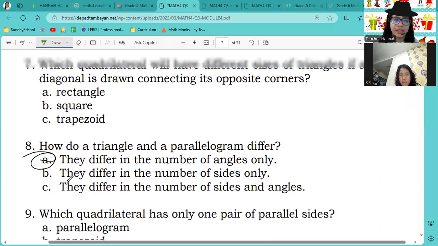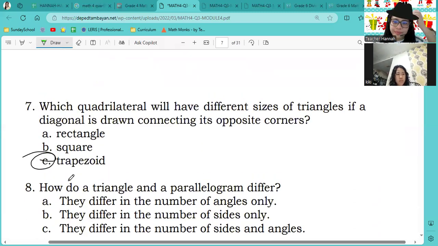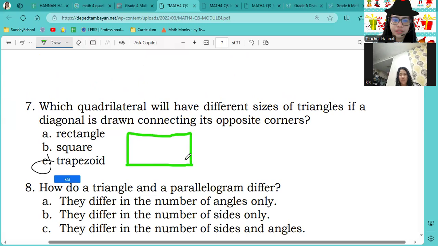Okay, we're not yet done. Number 7. Which quadrilateral would have different sizes of triangles if a diagonal is drawn connecting the opposite corners? Okay, so let's draw it. So we have a rectangle. Okay. You already have an answer. So actually, this one is correct.